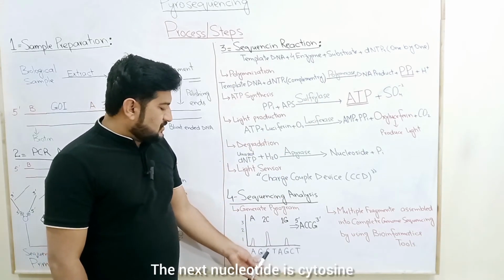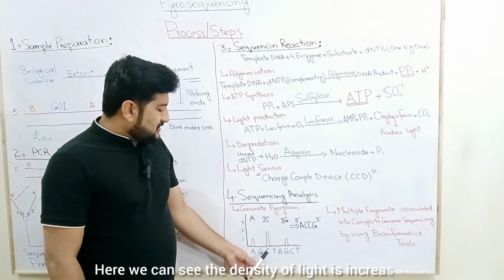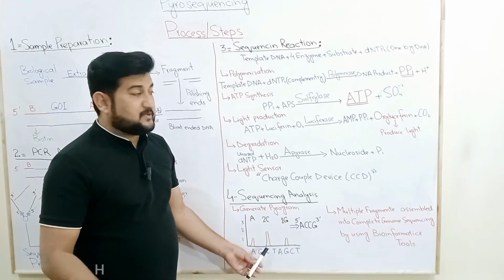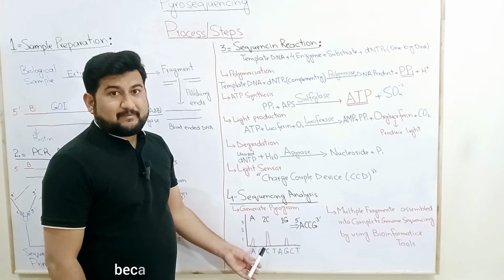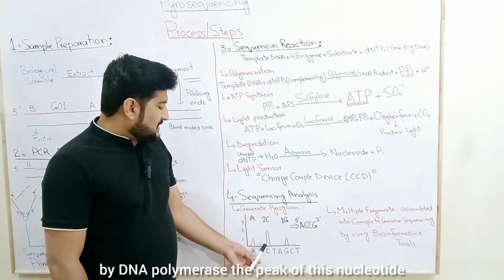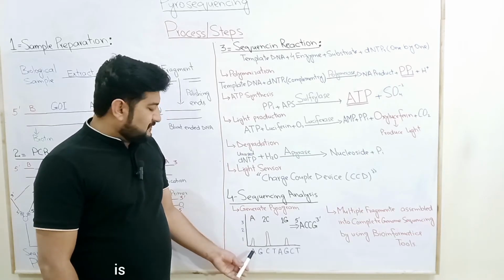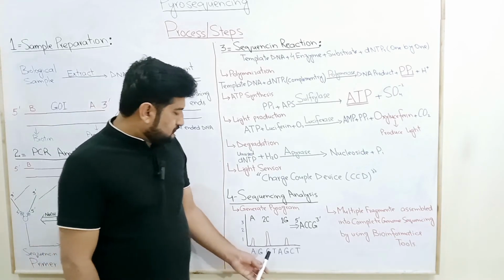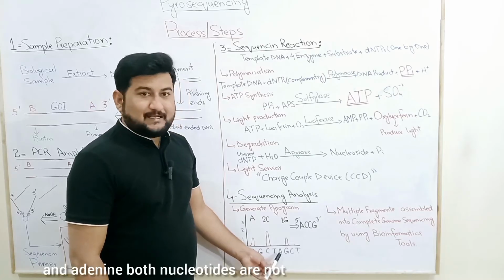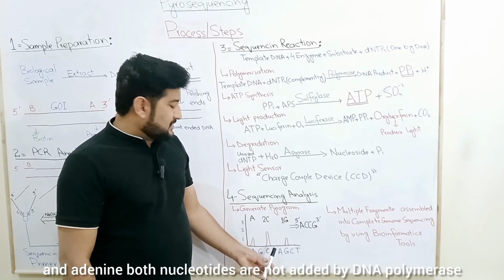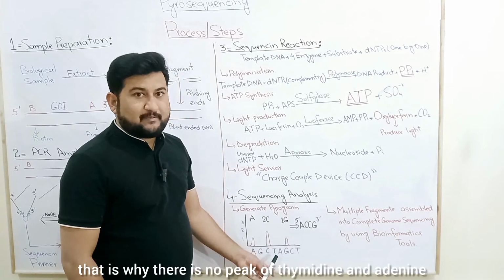The next nucleotide is cytosine. Here we can see the intensity of light is increased because double nucleotides are added by DNA polymerase. The peak of this nucleotide is also double as compared to the adenine where a single nucleotide is added. Next, thymidine and adenine, both nucleotides are not added by DNA polymerase, that's why there is no peak of thymidine and adenine.